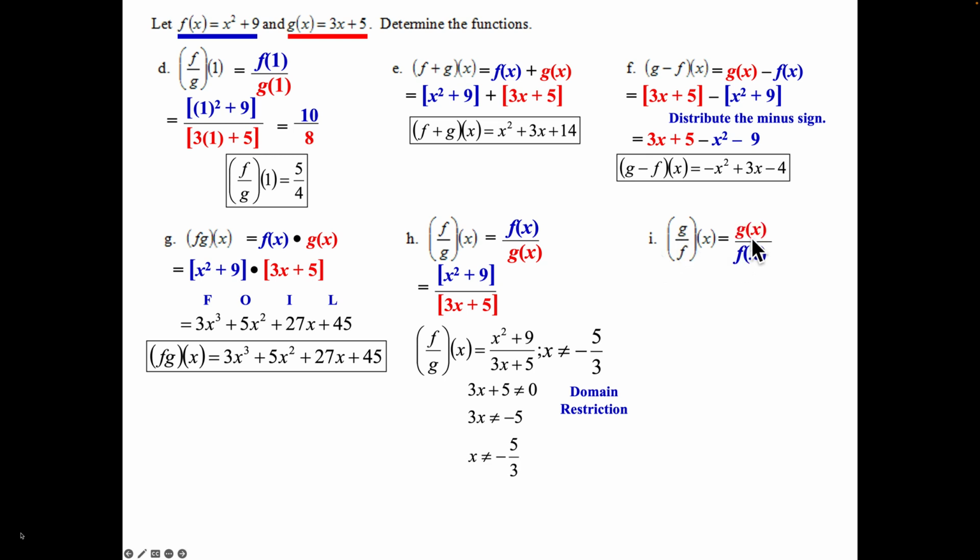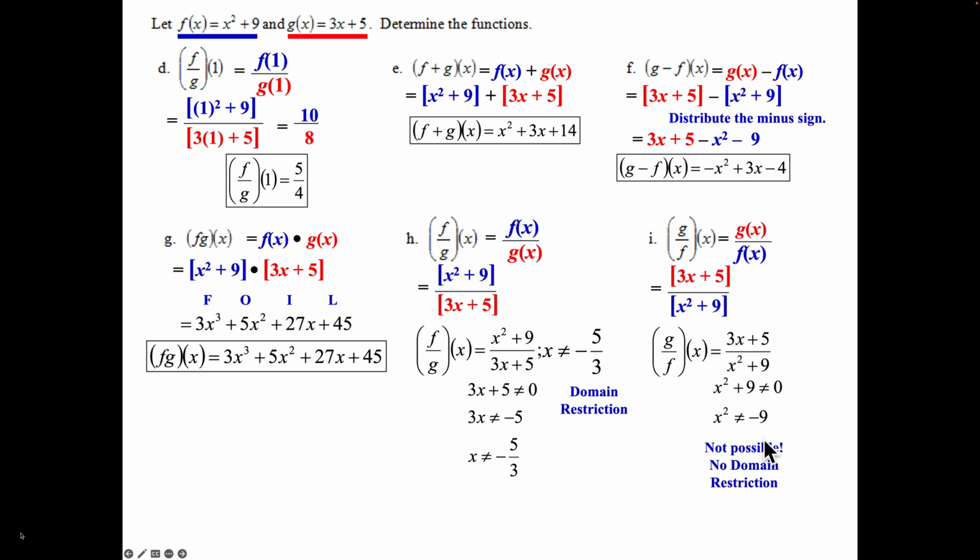So we have g of x over f of x, so 3x plus 5 now on the top, x squared plus 9 on the bottom. So here's my answer again. Take the denominator, setting it not equal to 0. If I think about subtracting over the 9, x squared has to equal a negative number. There's no way it can equal a negative, so therefore it's not possible. This has no domain restriction. There's no way to get 0 in the denominator, so we don't have to worry about a domain restriction.